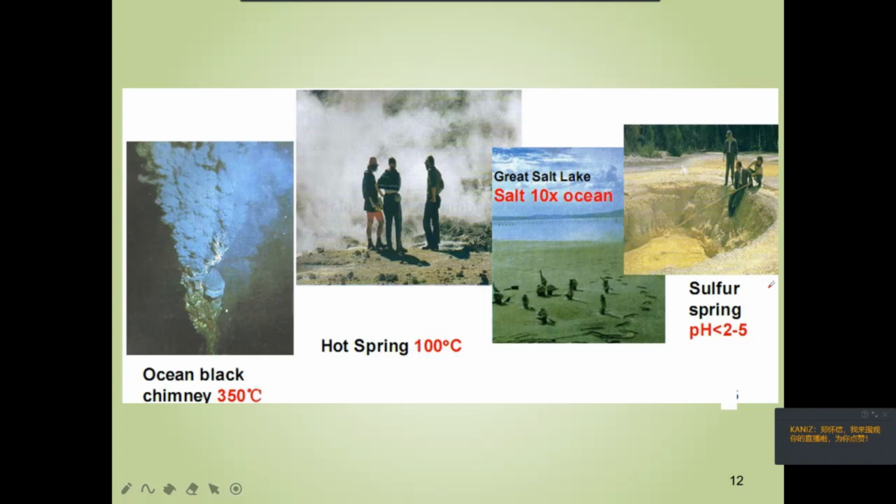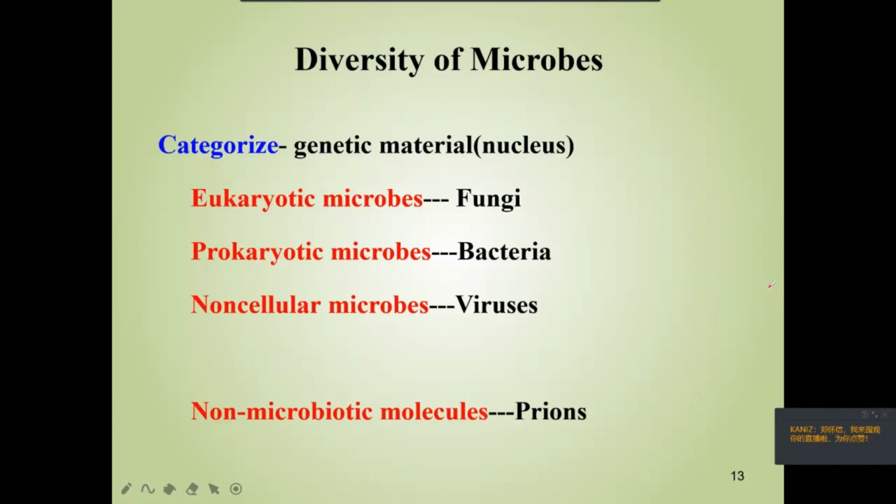And here, even in the harsh environment, like in the ocean black chimney, which is very high temperature, over 350 centigrade, there is some form of life, some form of microorganisms living there. In hot springs, the boiling water, some microorganisms can live there. In great salt lakes, with a high concentration of salt, microorganisms can survive in that water. And in sulfur springs, when the pH is very low, they can survive. This is the wide distribution.